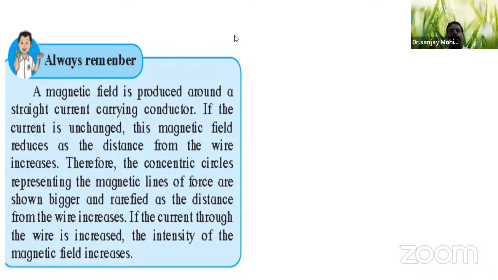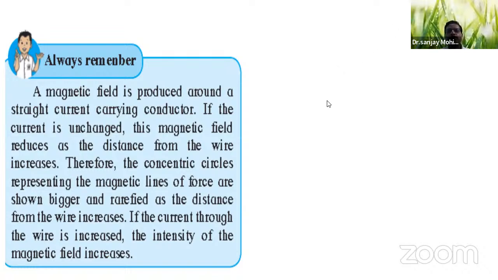A magnetic field is produced around a straight current-carrying conductor. If the current is unchanged, the magnetic field reduces as the distance from the wire increases. Therefore, the concentric circles representing magnetic lines of force are shown bigger and rarefied as the distance from the wire increases. When the current through the wire is increased, the intensity of the magnetic field increases. As I told you, the intensity of the magnetic field completely depends on the current passed through the conductor.